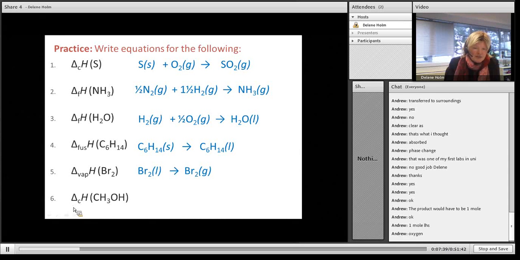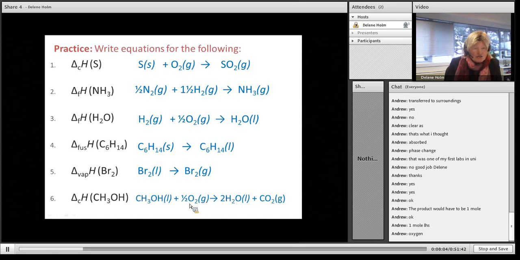And then combustion of methanol. Remember, whenever we're combusting an organic substance, the products will always be CO2 and water. So there's a CO2 and water. Remember, it's got to be a 1 in front of the methanol. And so when we balance, we might have fractions.